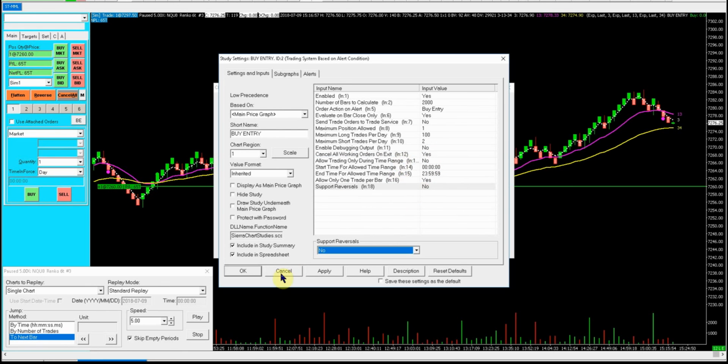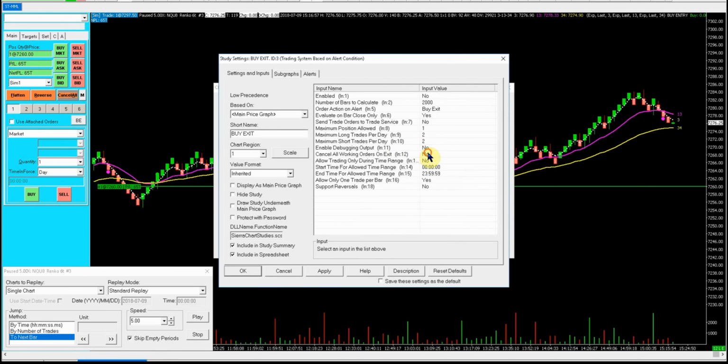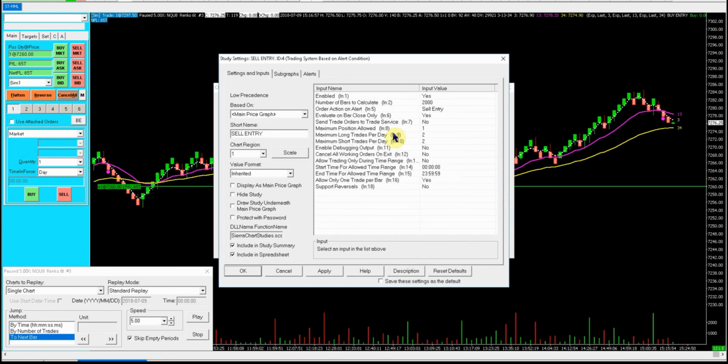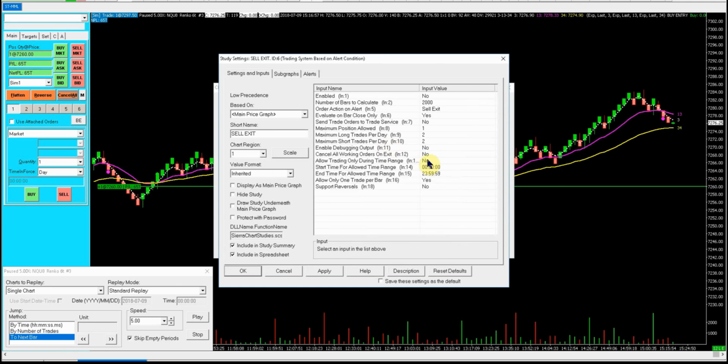Support reversals. Yes. I found out that some of this stuff is a little cantankerous, so you have to set it correctly. Otherwise, it's not going to work right. Support reversals, I don't think you've got to set that, but cancel working orders, exit, yes.